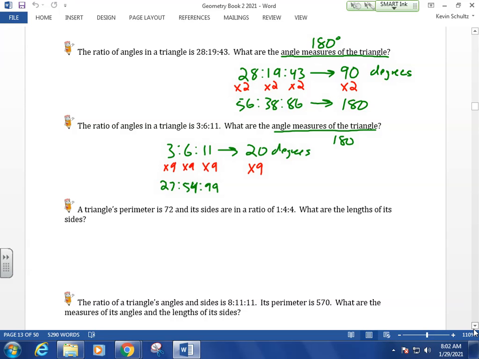We see, for example, that one angle is double the other one, 6 to 3. Same thing here, right? 54 is double 27. So all of those mathematical relationships should still exist. And of course, that brings us to 180. Okay.